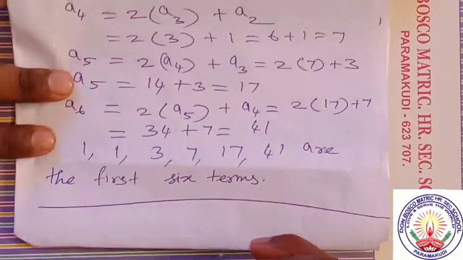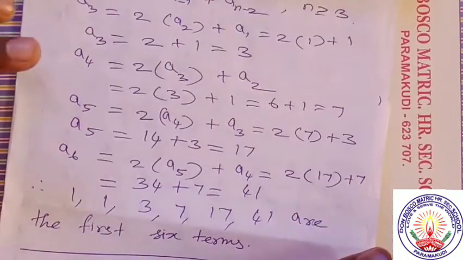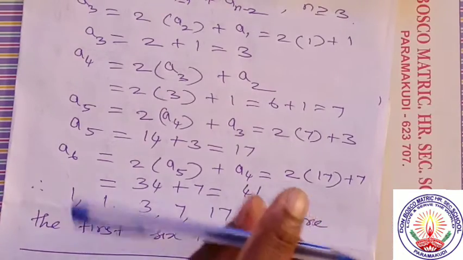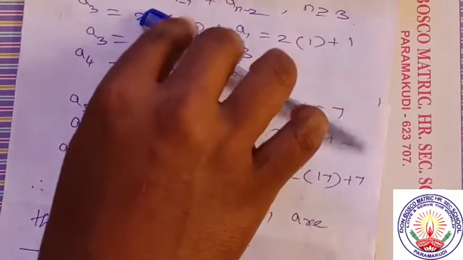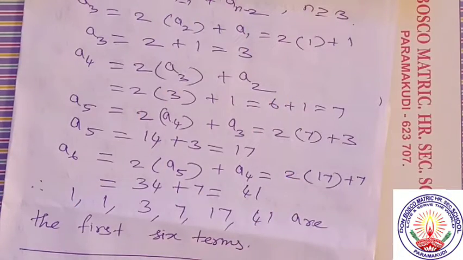These are the first 6 terms. This is exercise 2.4. So maybe a 2 mark question or a 5 mark question may be asked, but a 2 mark question is the probable chance. Thank you.